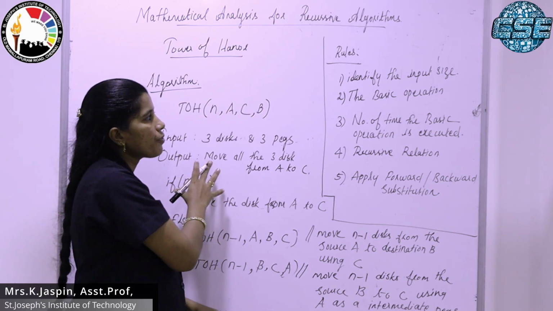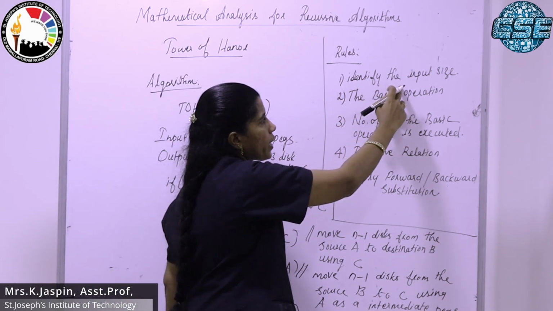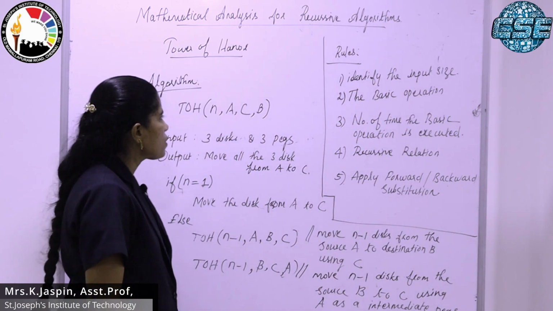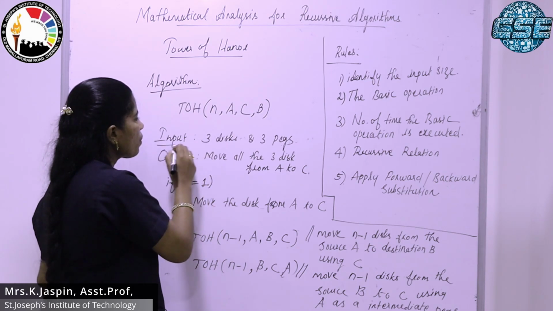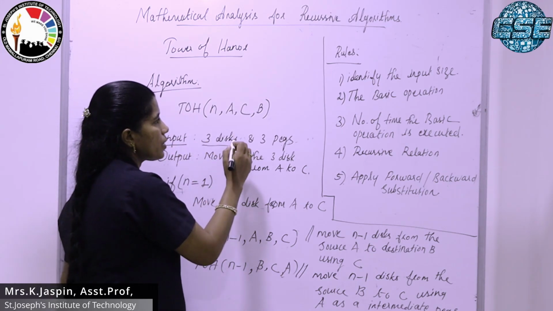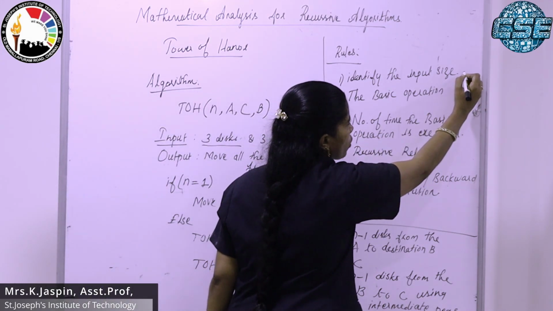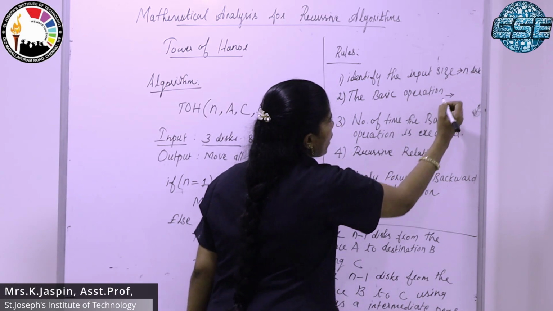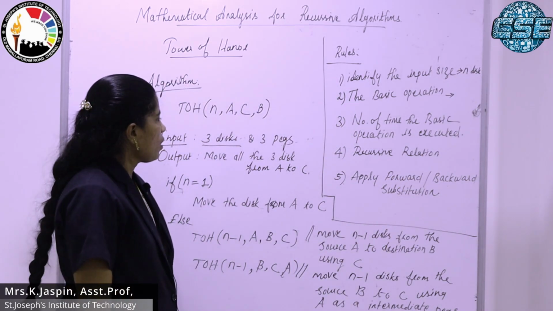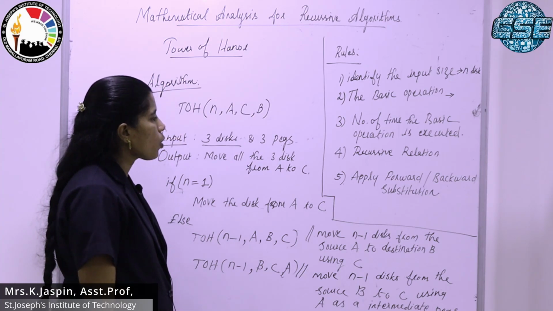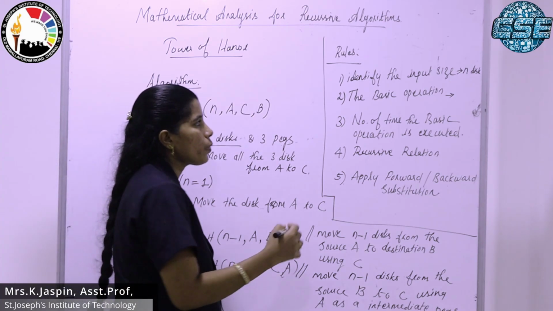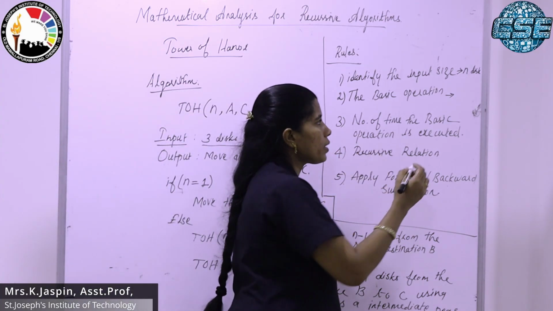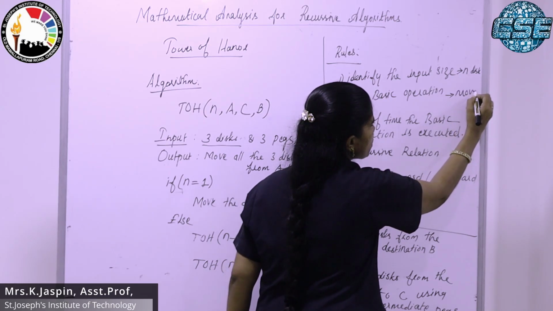So here we are going to consider all these rules for the same problem, that is Tower of Hanoi. Here initially we need to identify the input size. As per the data given, we are considering 3 disks. 3 disks is the input, so n disks we have considered here. Then the basic operation performed for this problem is movement. We are moving the disk from one pillar to another. So the move operation is performed.